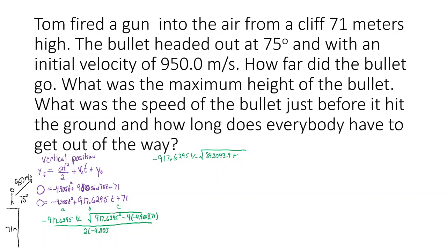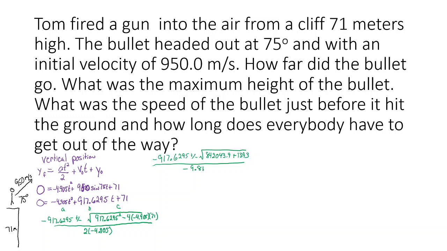You've seen me do this at other times throughout the year. I've done this in its own separate step, but again, for time's sake, I'm going to do those together. All over 2 times 4.905 is going to give me negative 9.81. So then we'll add what's underneath the square root.